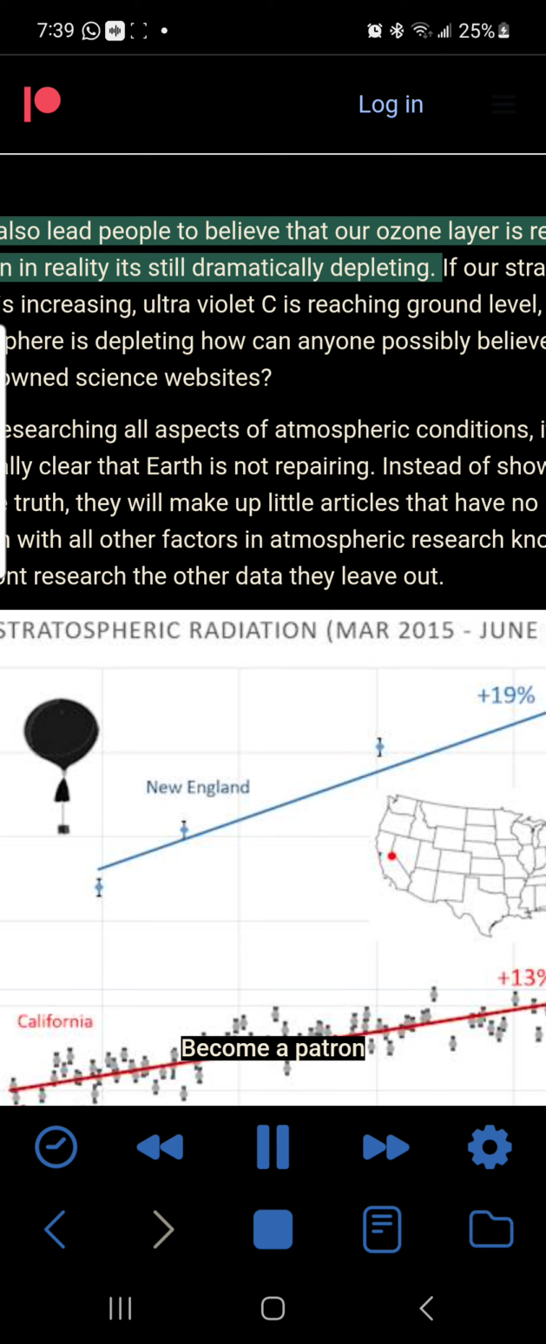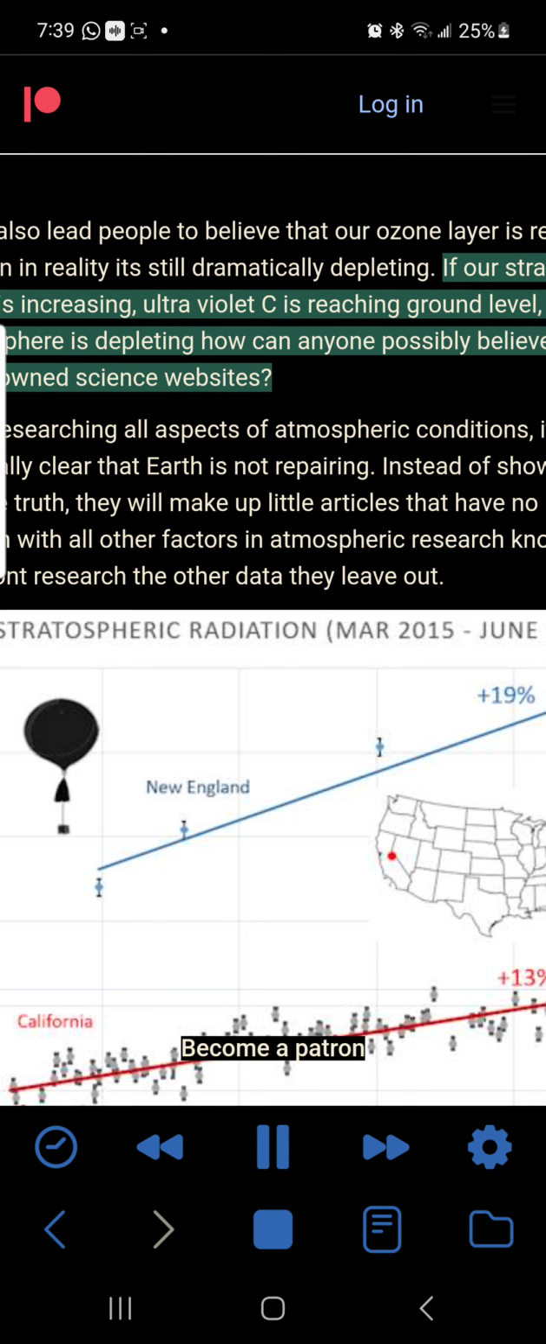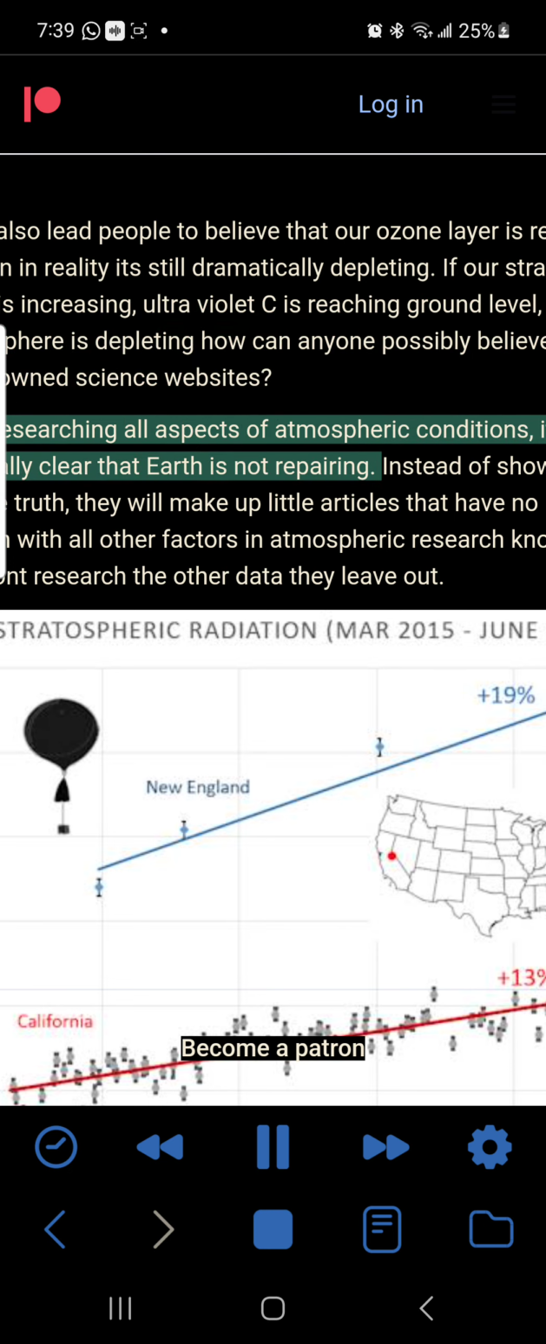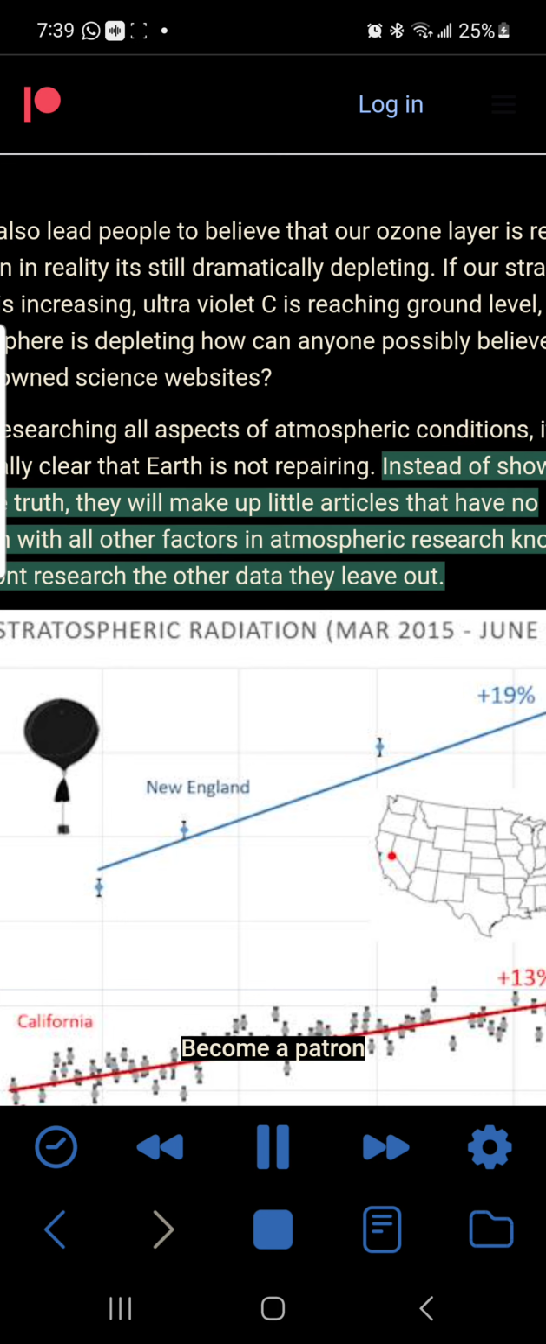They will also lead people to believe that our ozone layer is repairing itself when in reality it's still dramatically depleting. If our stratospheric radiation is increasing, ultraviolet C is reaching ground level, and our magnetosphere is depleting, how can anyone possibly believe the CIA, NSA-owned science websites? Through researching all aspects of atmospheric conditions, it is categorically clear that Earth is not repairing. Instead of showing people the truth, they will make up little articles that have no correlation with all other factors in atmospheric research, knowing that people won't research the other data they leave out.